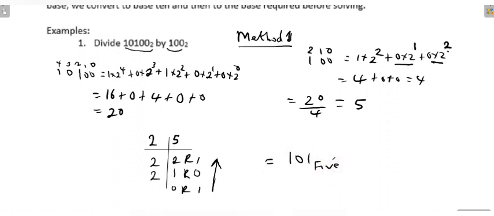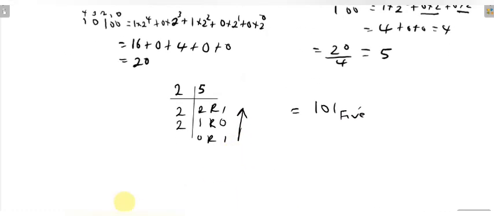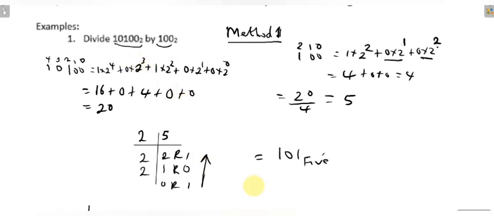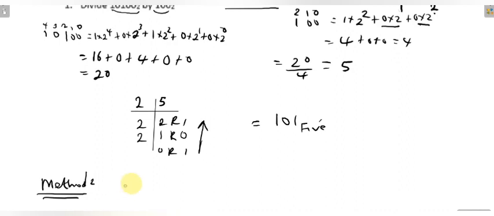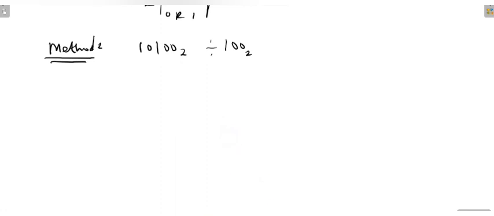So the method 2 that I'm going to use is the long division method. This is what I'm going to do. The numbers we are dividing, let me just write them down this way so that I can see them clearly: 10100 base 2 divided by 100 base 2. So I'm going to use the long division method. I'll draw a straight line. On this side, I'm going to put my 10100.